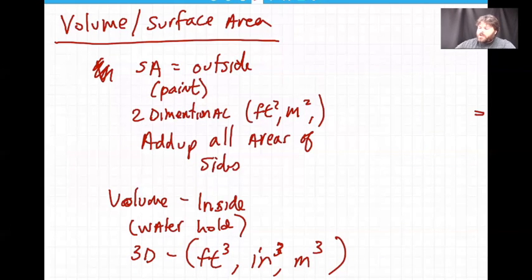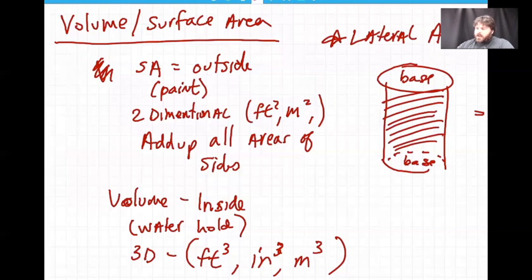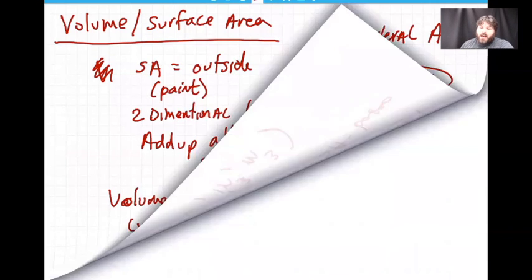All right, one other thing I want to mention is lateral area. Lateral means side. So a cylinder, for example, has 2 bases, the top base and the bottom base. So the lateral area is just the area around the side. So basically it's the whole surface area minus the bases. You could find the whole surface area and then subtract away the bases to find the lateral area. Or sometimes you just find the lateral area. But just remember that lateral area means the side.